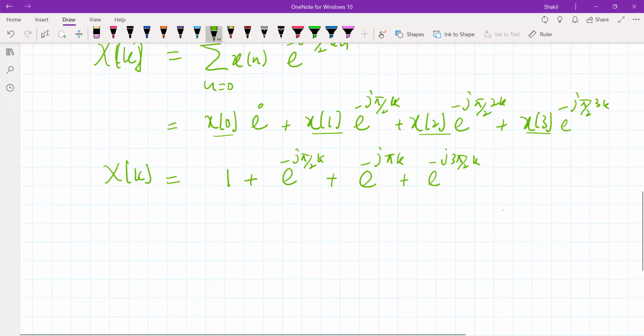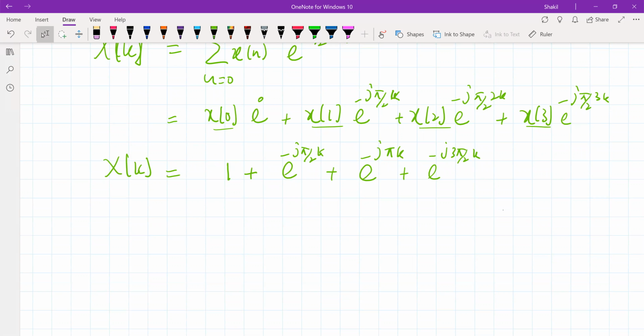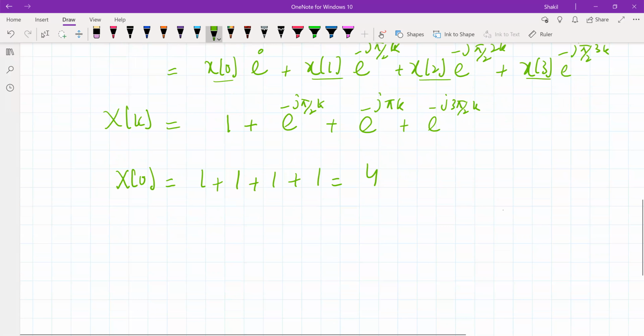Now put k equal to 0, k equal to 1, k equal to 2, and k equal to 3, and you will get the values of x of 0, x of 1, and x of 2. So when we put k equal to 0, this will be x of 0. This is 1, e to the power of 0 is 1, e to the power of 0 is 1, e to the power of 0 is 1. So this is 4.